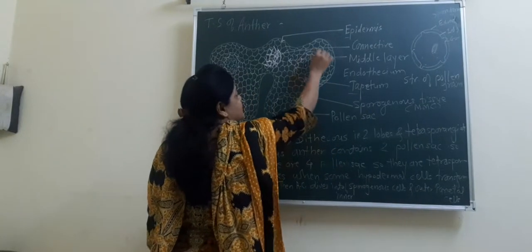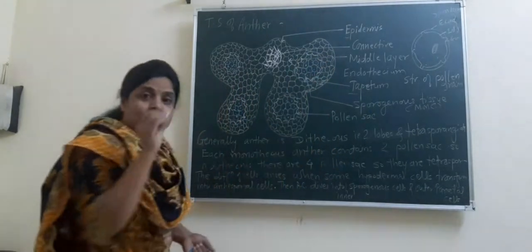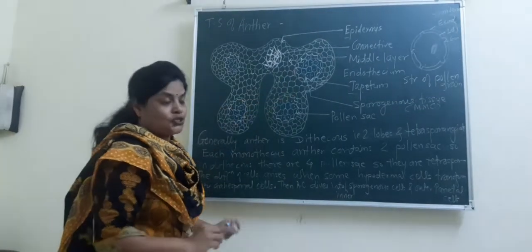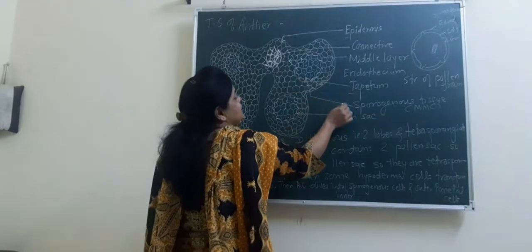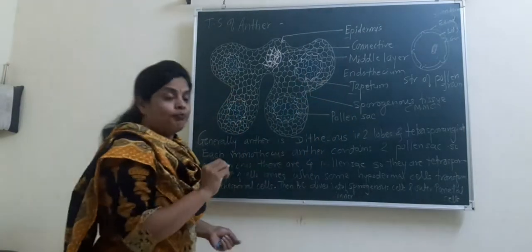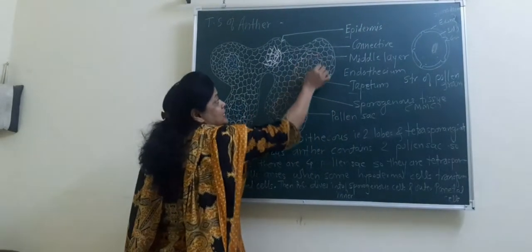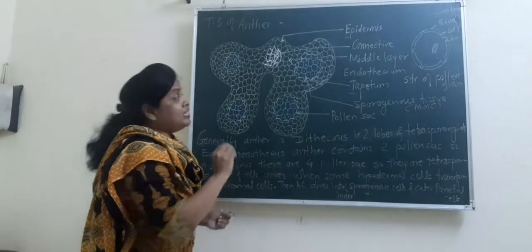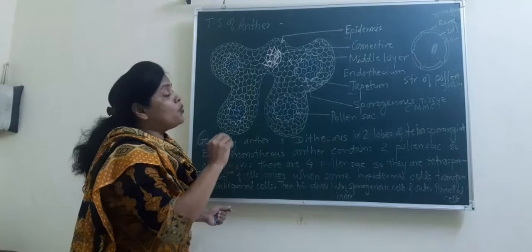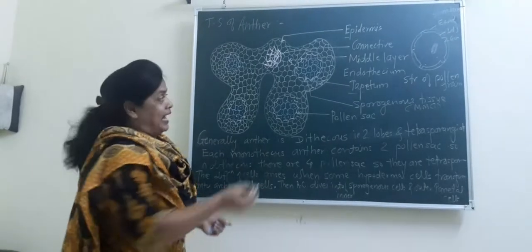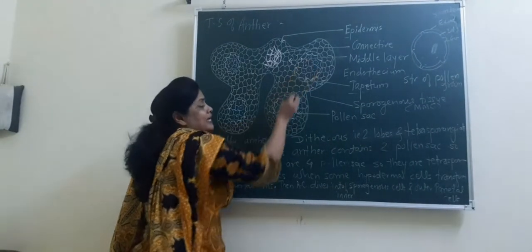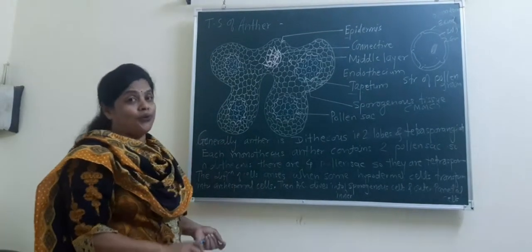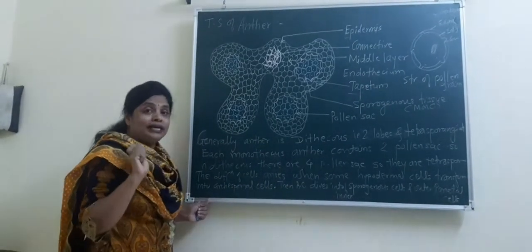These pollen sacs: the outermost layer is the tapetum. It is nutritive for the innermost layer. Internally there is sporogenous tissue. These are also microspore mother cells, and these microspore mother cells undergo meiosis to form microspores. Microspores, that is, pollen grains.